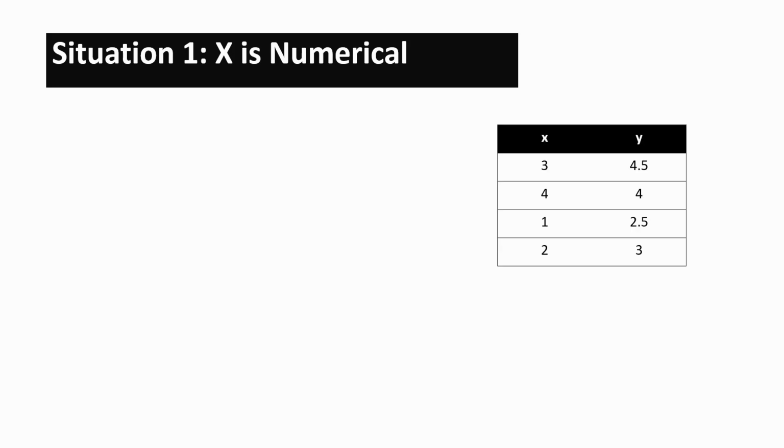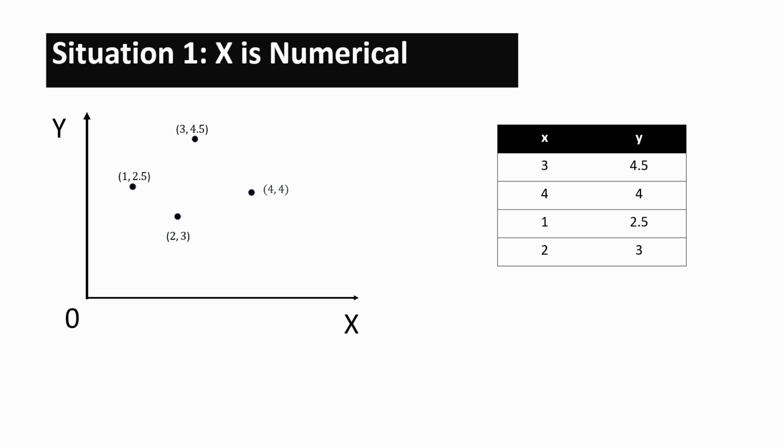So when x is numerical, this is a data example. As you can see, both x and y are numerical. And we can plot these 4 data points on an XY framework. We can add the labels. And based on these data points, we can get the linear regression model. The intercept is 2 and the slope is 0.6. So what does the slope mean?